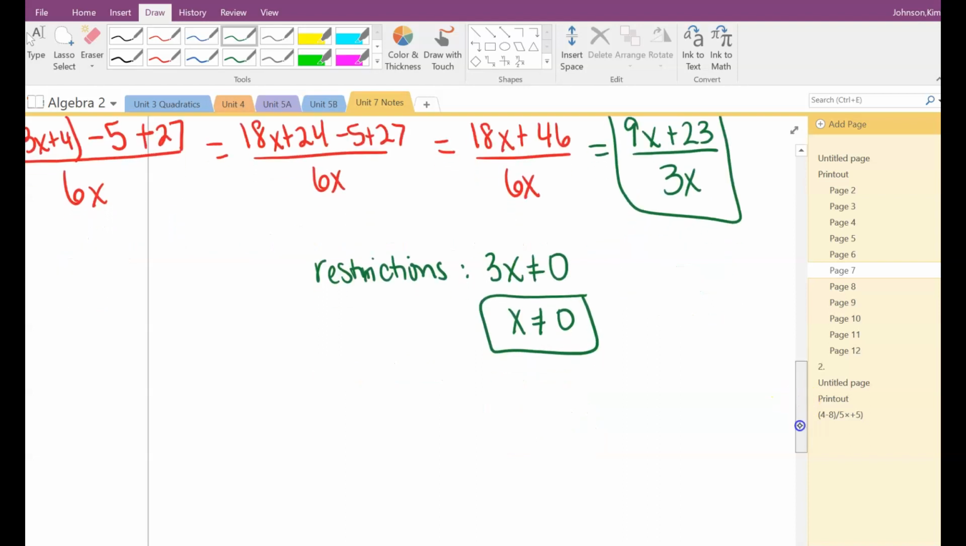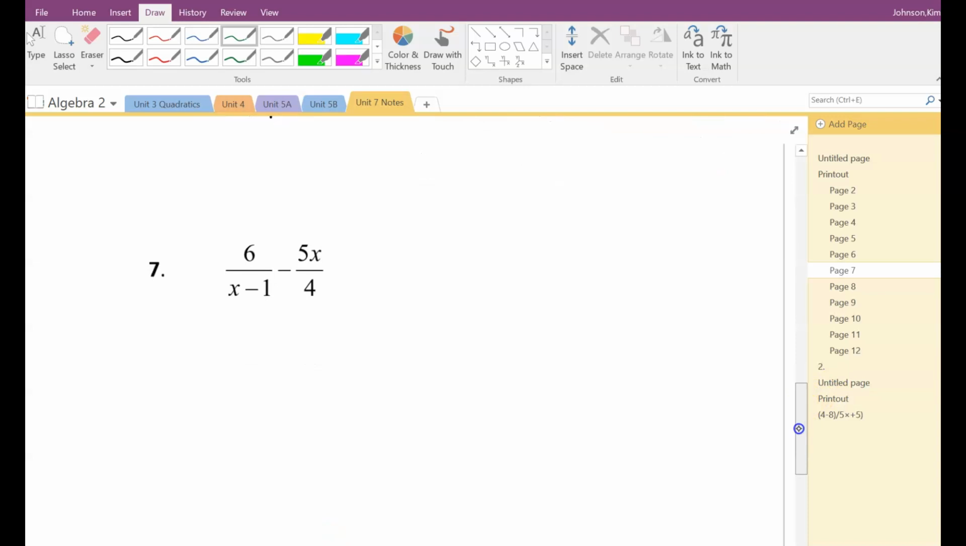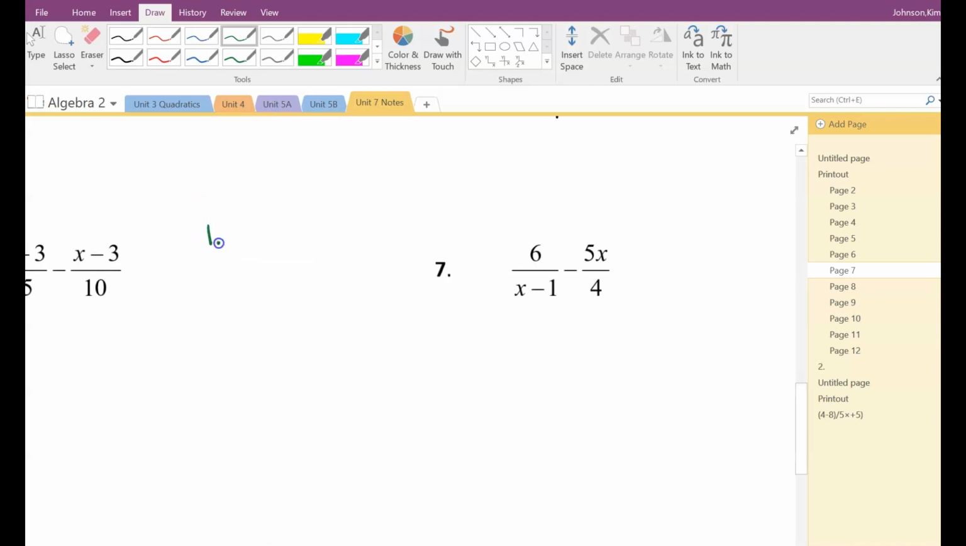Okay, so let's review again, in the next problem, our steps to adding or subtracting two rational expressions, right? So the first thing that we did was we made a common denominator.